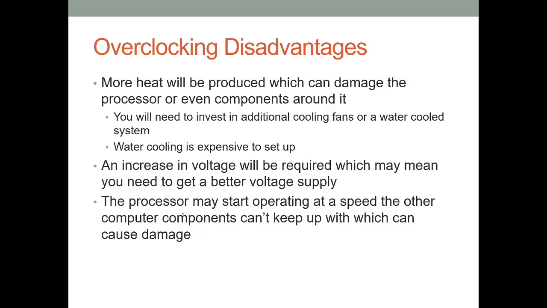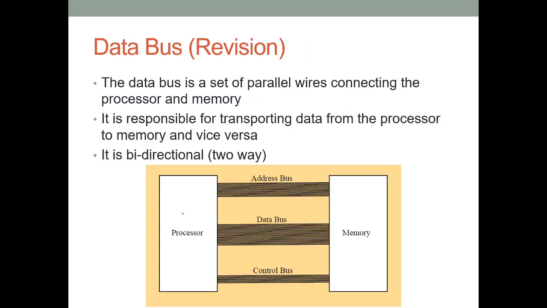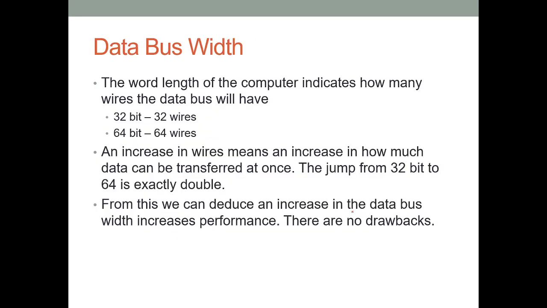Now, for the next bit, this is actually quite a quick one. Data buses, we already covered that. That's the ones that take the data from the processor to RAM. The width of a data bus is determined by your word length. Again, we covered this. This is quite an easy one. If you go from a 32-bit data bus to a 64-bit data bus, your computer's productivity, the amount of data it can transfer at once, is going to increase. So you're going to increase performance.